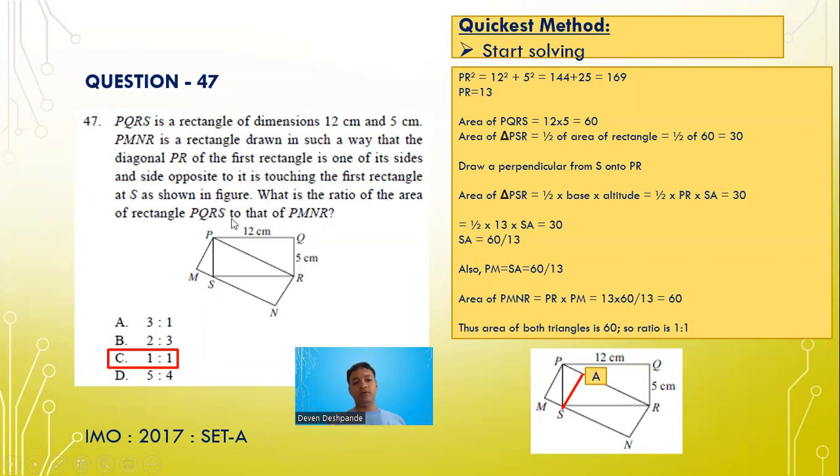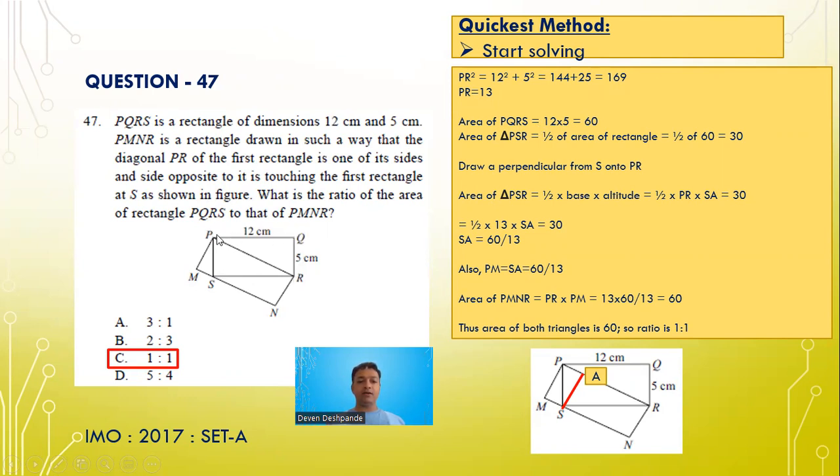Again, start solving. So what is PR? PR is the hypotenuse in this triangle PQR, and this is the rectangle, so this is 90 degrees. Apply Pythagoras: 12 square plus 5 square is PR square. What is 12 square? 12 square is 144. 5 square is 25. 144 plus 25 is 169. So PR square is 169, so PR is 13.